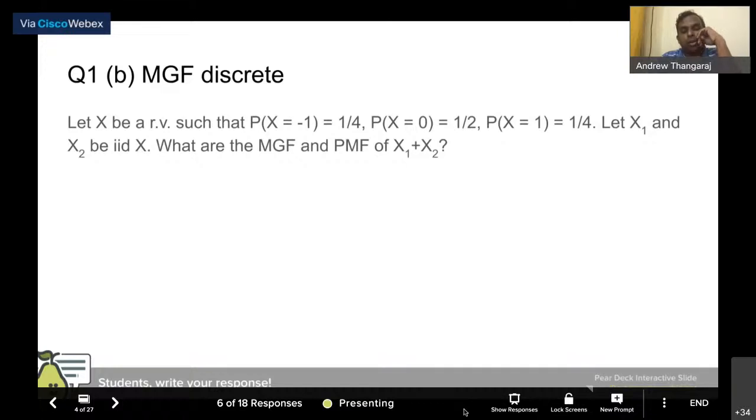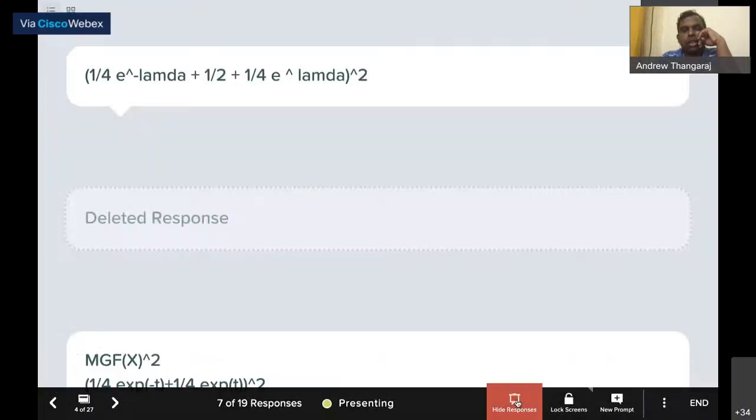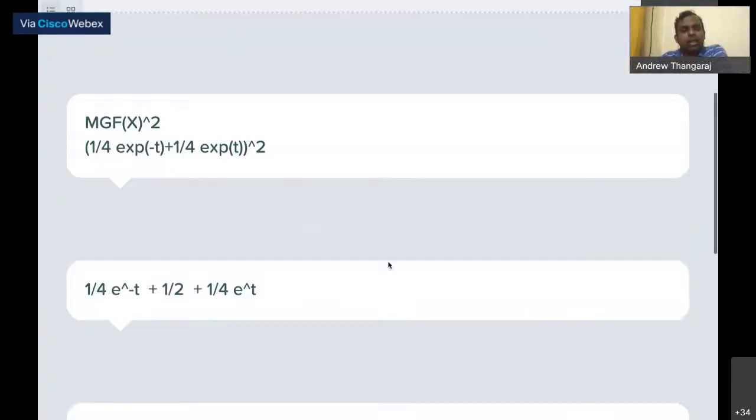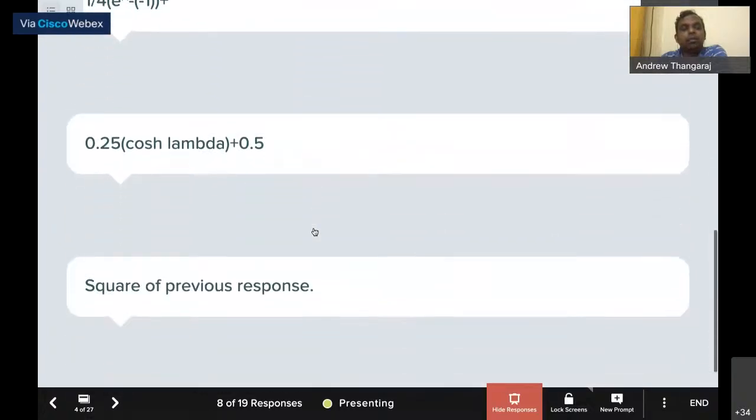Let me wait for a couple more responses. I guess people are typing furiously. Okay, so I think it's good to see what it is. So there you go. So that's the square. That's correct. This is the MGF of X, and then you have to square it.